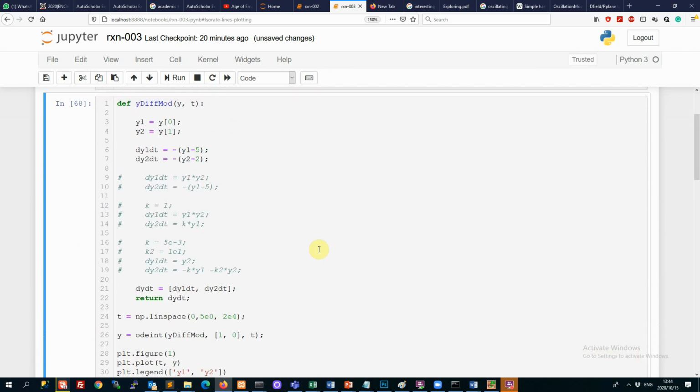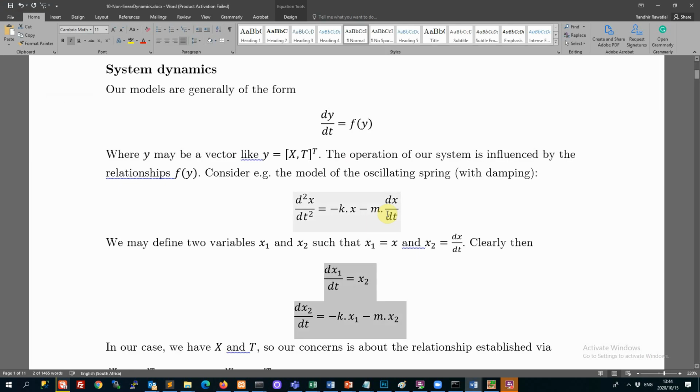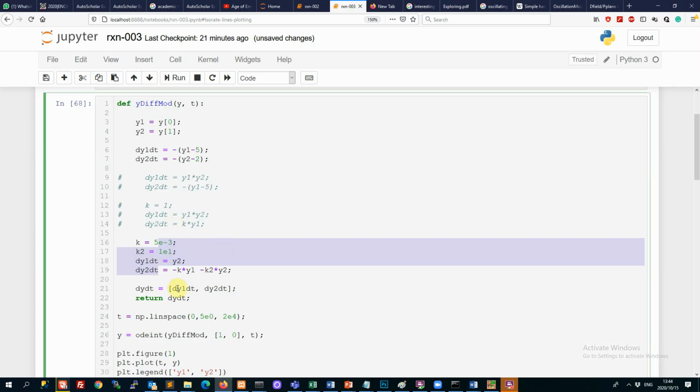So now let's put in the problem that we've just outlined, our vibrating spring problem. You can see here we said it's minus kx, so that's y1, and then minus m y2. Right, so that's our spring problem. And let's use a nice high value for the damping coefficient.